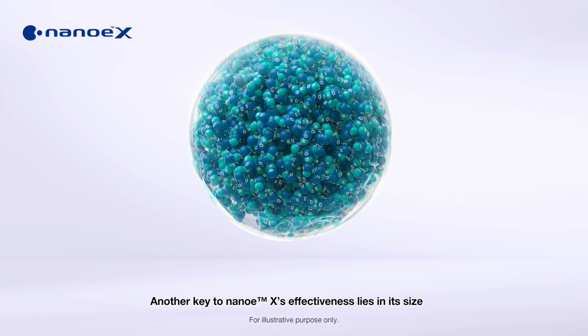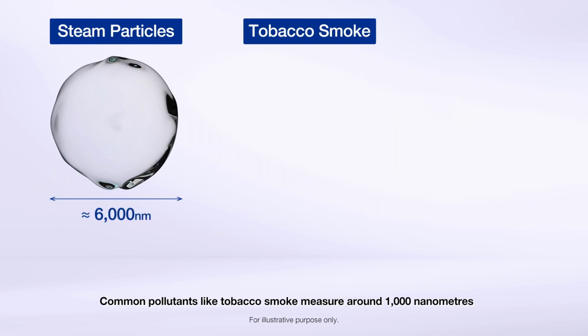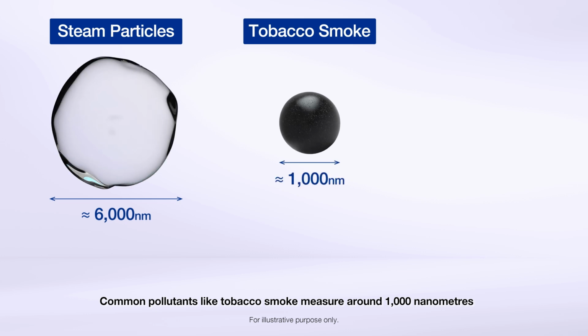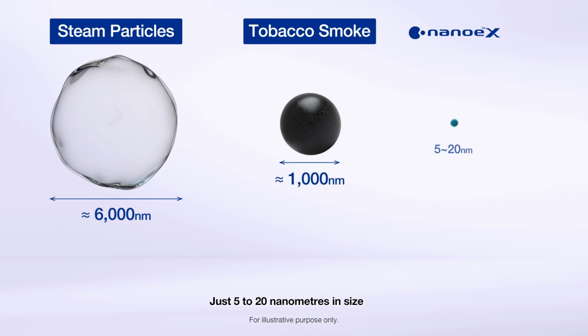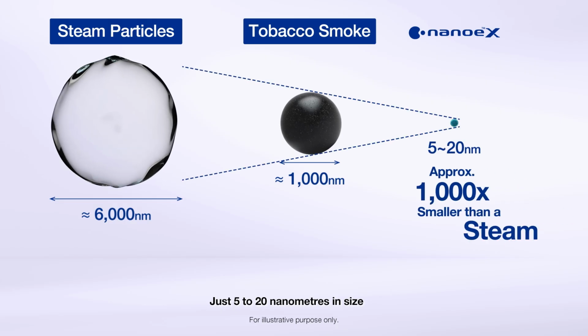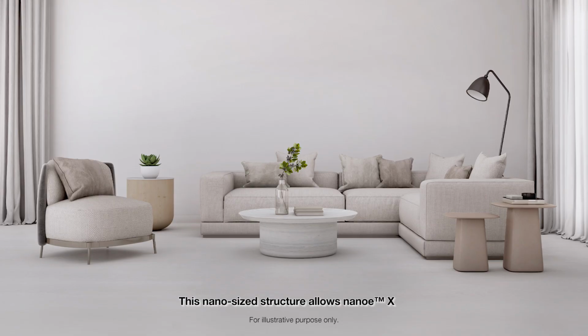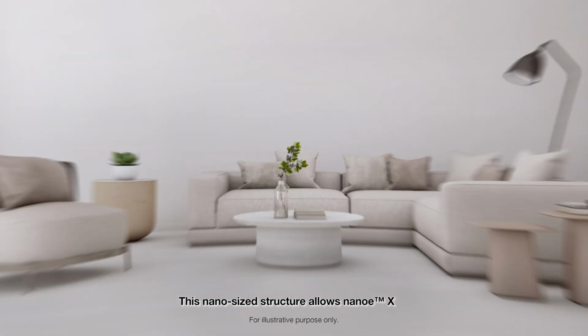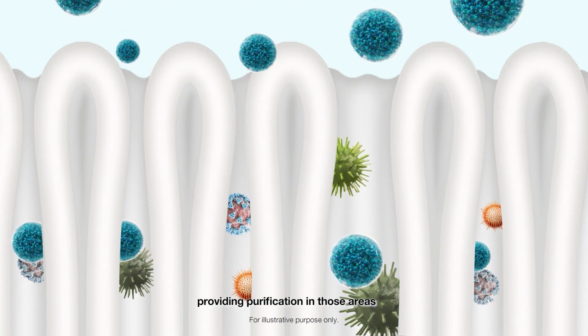Another key to nanoe's effectiveness lies in its size. For comparison, a standard steam particle is about 6,000 nanometers. Common pollutants like tobacco smoke measure around 1,000 nanometers. Nanoe is ultrafine. Just 5 to 20 nanometers in size, that's about 1,000 times smaller than steam particles. This nano-sized structure allows nanoe to penetrate deep into the fabrics, providing purification in those areas.